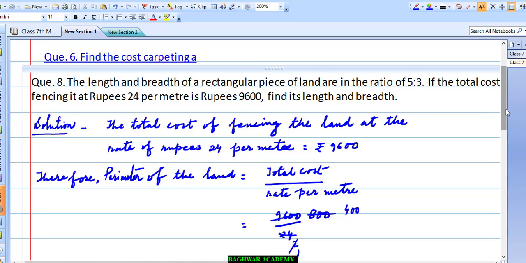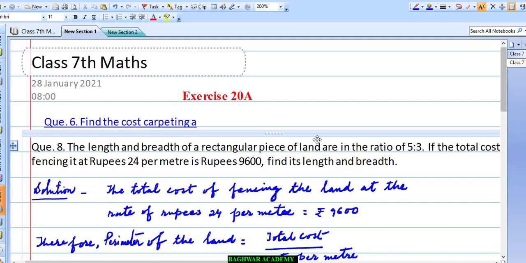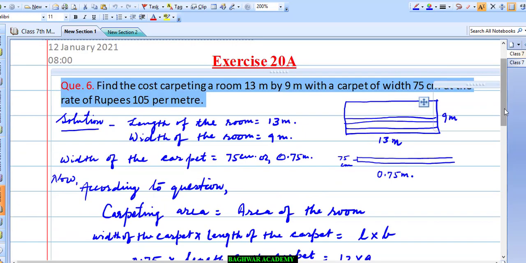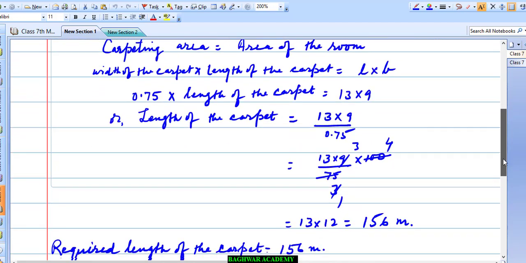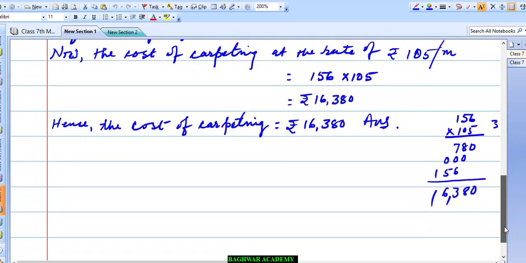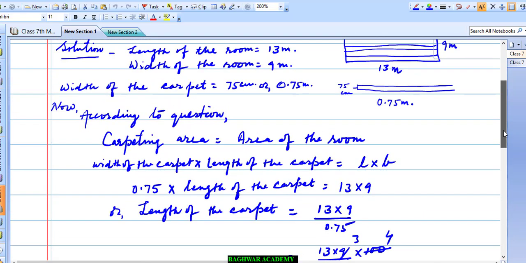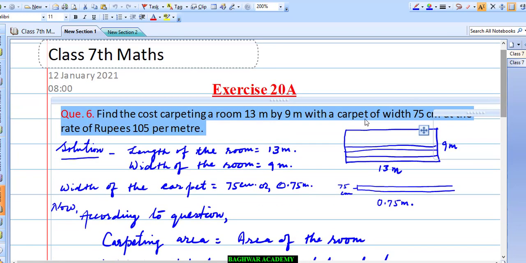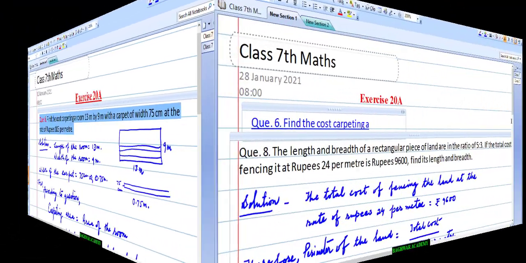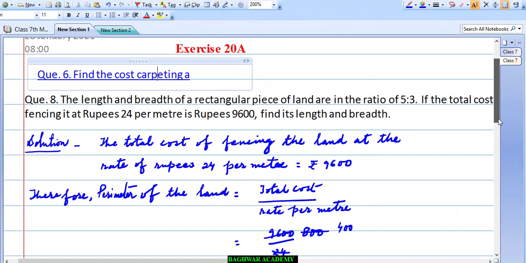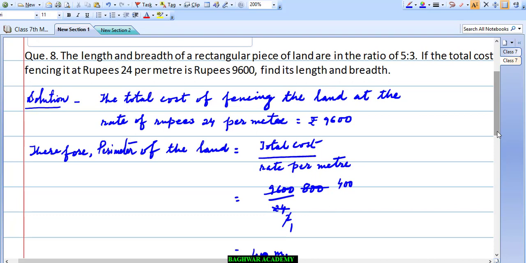Last day we solved question number 6, and question number 7 is very similar. If you remember, question number 6 was solved in this way. So go through it again and try to solve the similar question number 7 by yourself. Now we will see question number 8. Just see how it is.